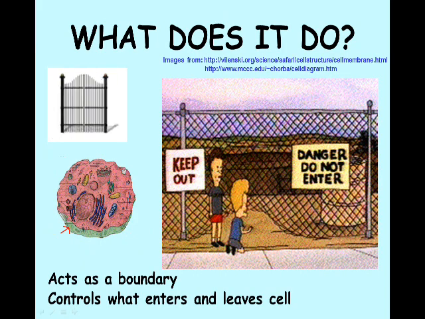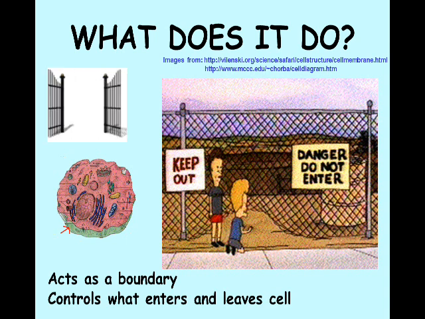The function, what a cell membrane does for a cell, is it acts as a boundary. Because those phospholipids don't like water, they can make a barrier. The membrane doesn't dissolve in water. It makes a compartment inside the cell and separates the outside from the inside. And because not everything can pass through a membrane, it controls what is getting in and out of our cell.